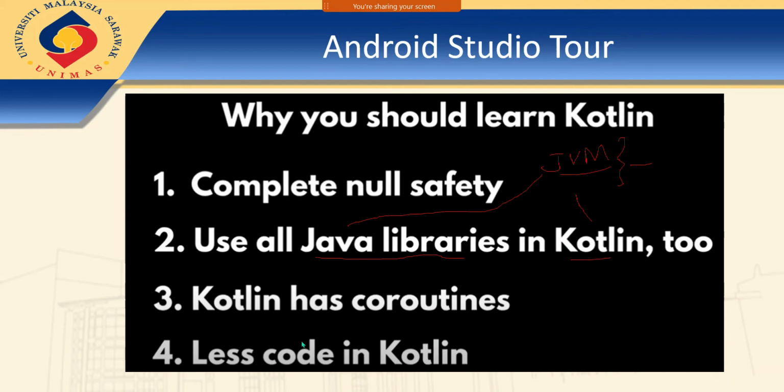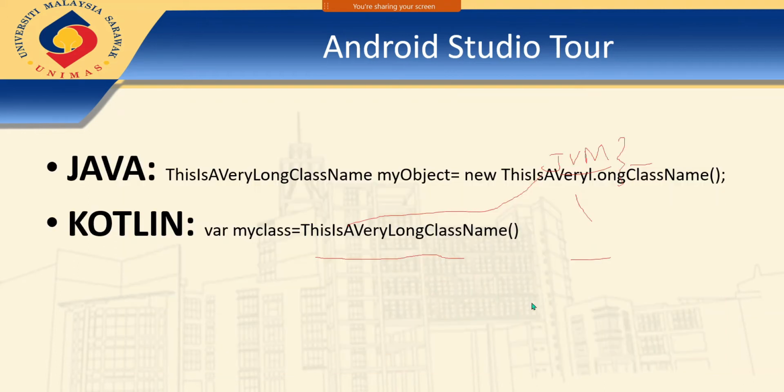And another point is that Kotlin uses a very compact way of writing code. In Kotlin, much less code is needed as compared to Java. Let me show you how. Let me clean this. Okay.